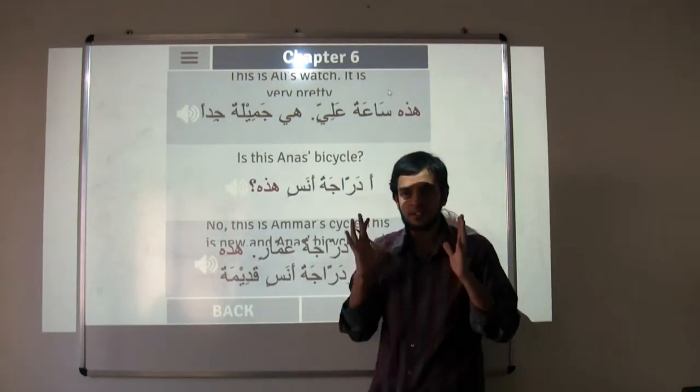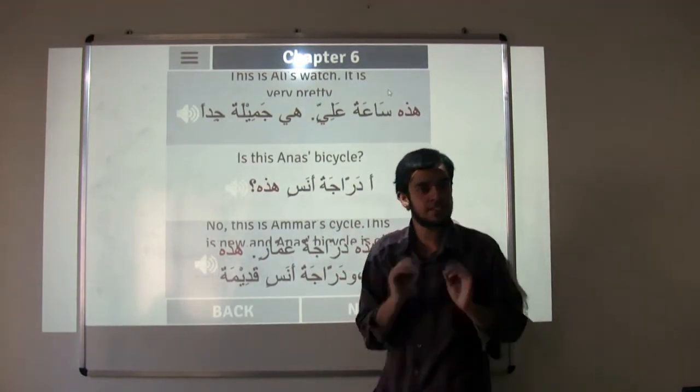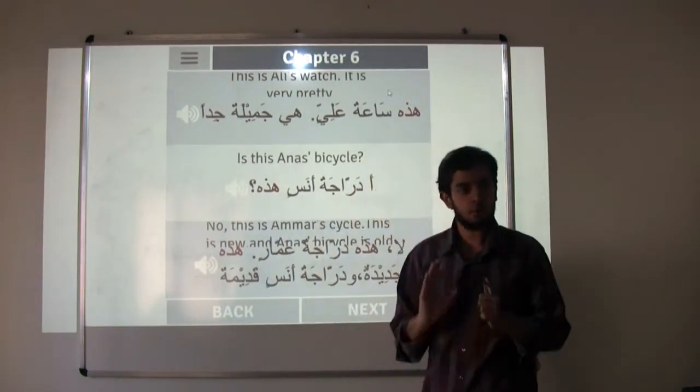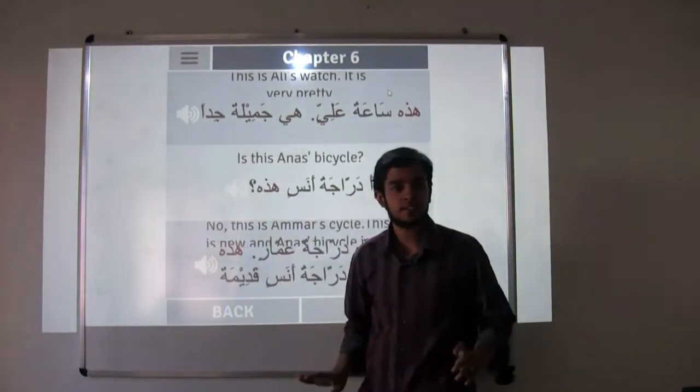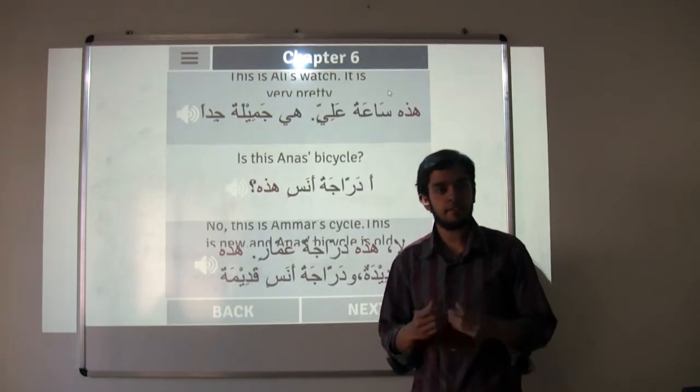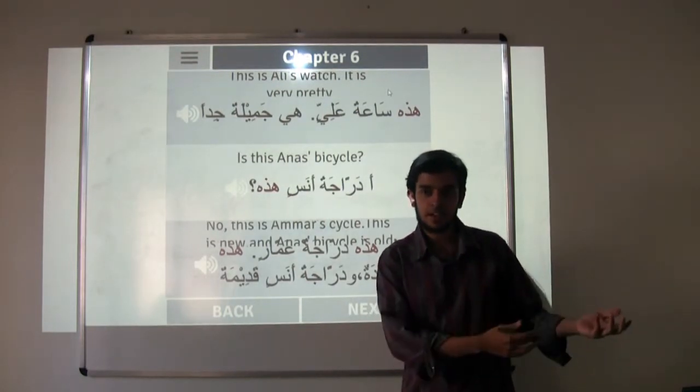I hope this is not too confusing. It's extremely simple. The only thing that you need to do is add the golta. That's it. For example, we have qaribun. Qaribun becomes qaribatun.